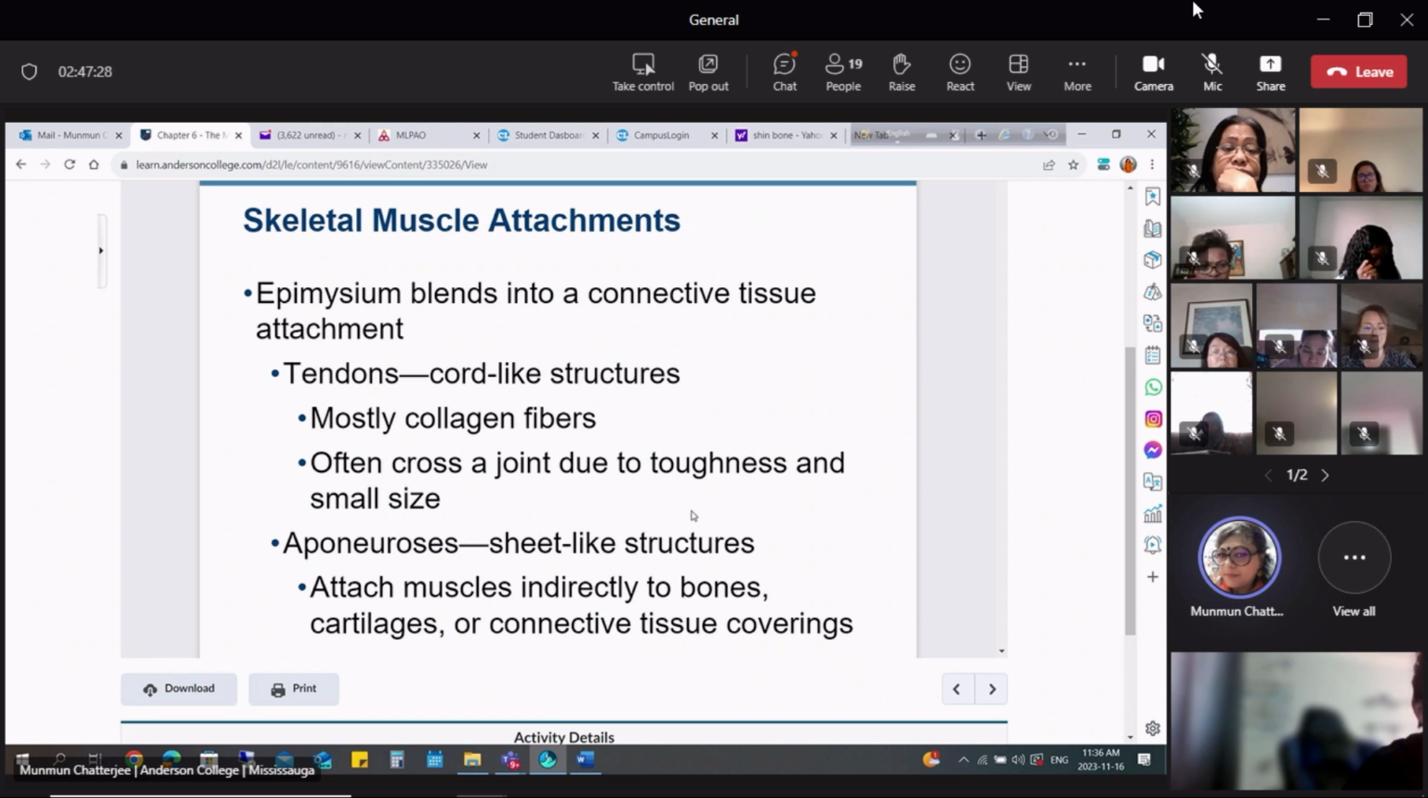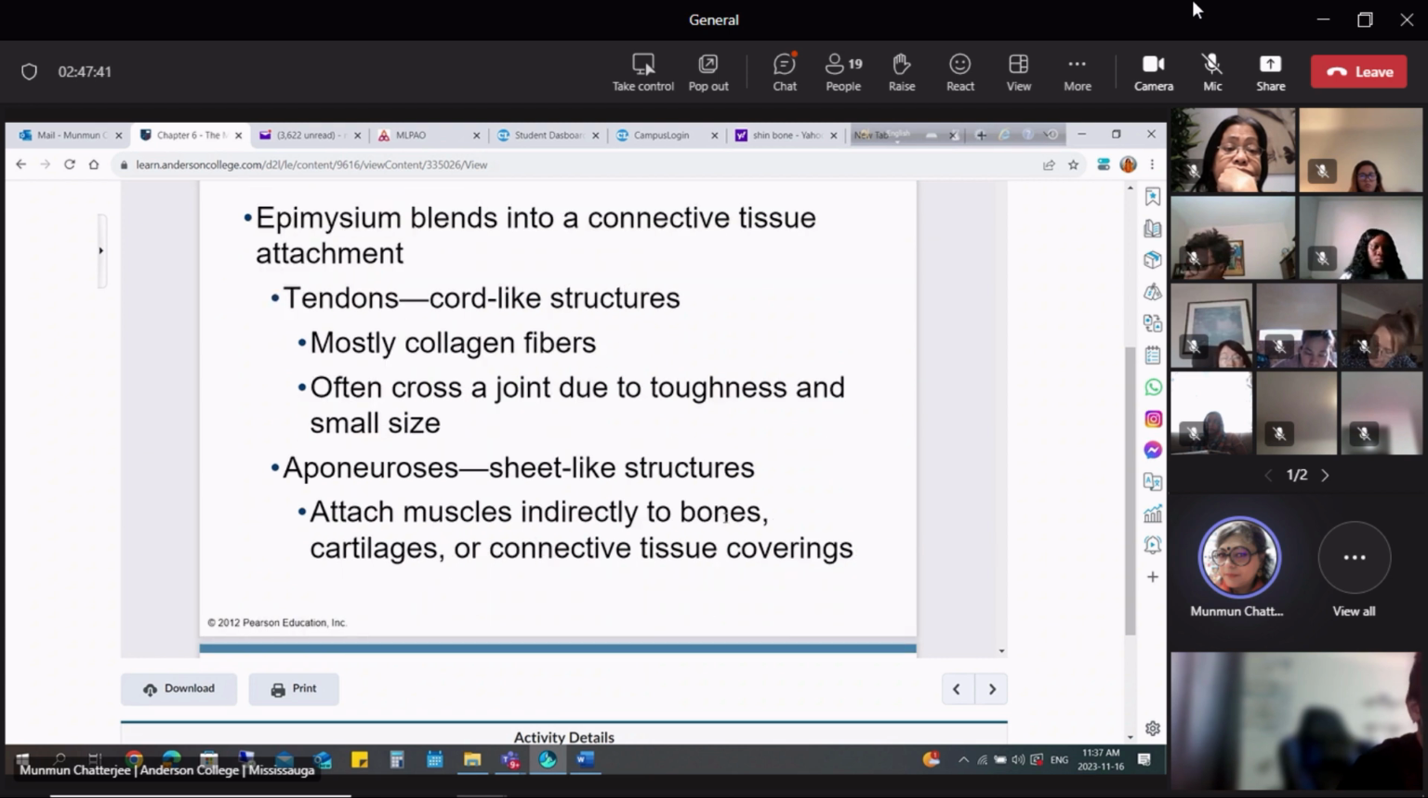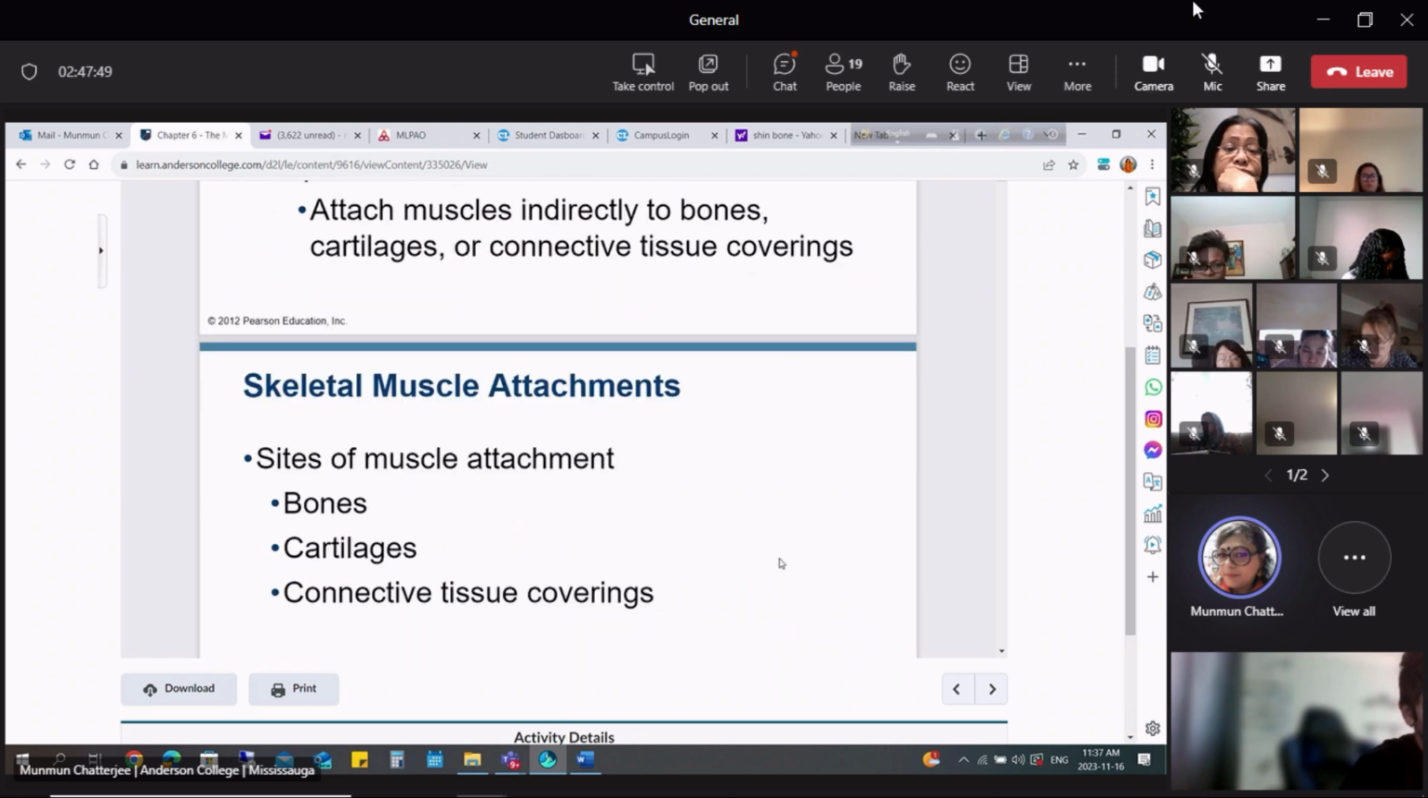These are mostly collagen fibers, so they have a stretchable property. They often cross a joint due to their toughness at small size. Those that attach muscle indirectly to the bones are called the aponeurosis. You don't need to know this, it will not count, but they are cartilage or connective tissue coverings.